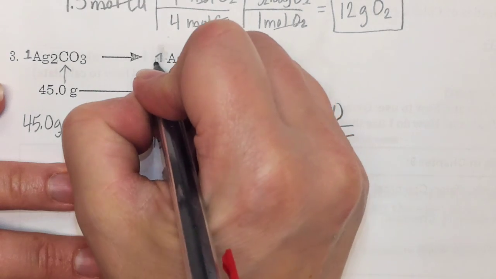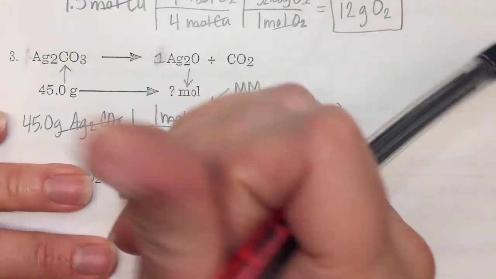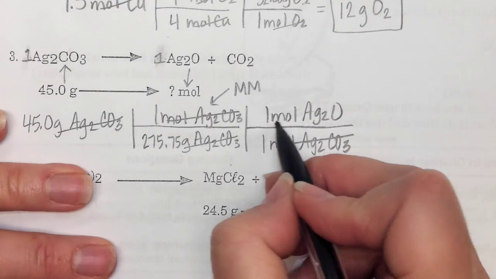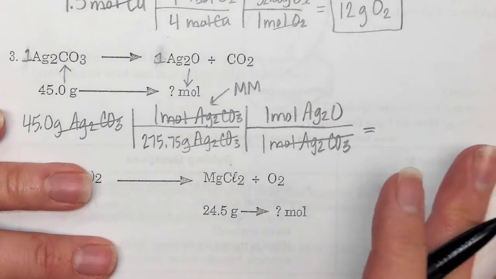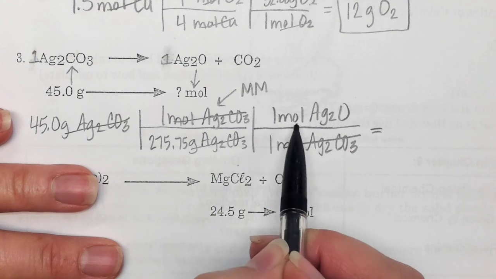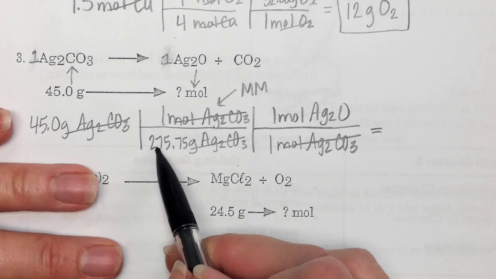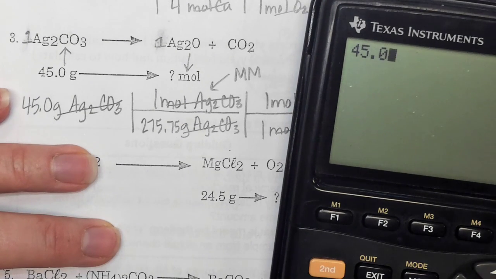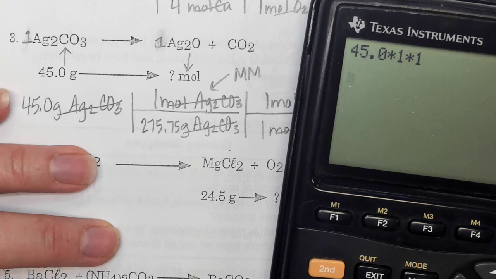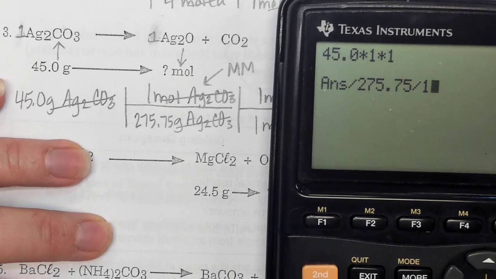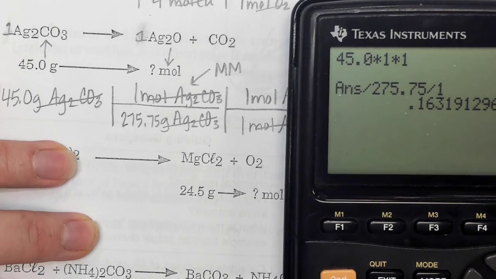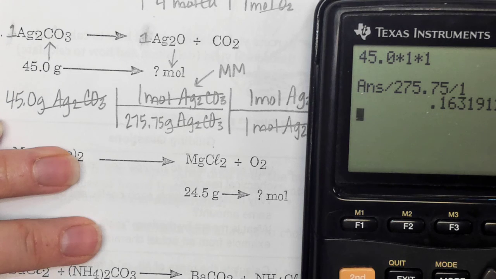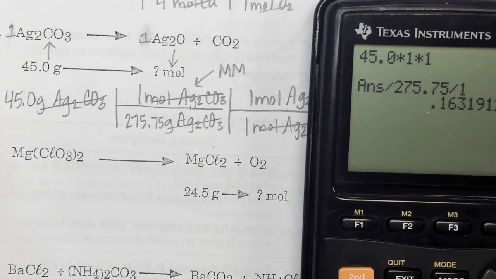Mr. Miller, are we done? Yes. Because they wanted the answer in moles, I have converted into moles, and so now I just do the math. 45.0 times 1 times 1 equals, divided by 275.75 divided by 1 equals, and my calculator spits out the calculator junk. And turn and tell your table partner how many significant figures will I be keeping in my final answer.